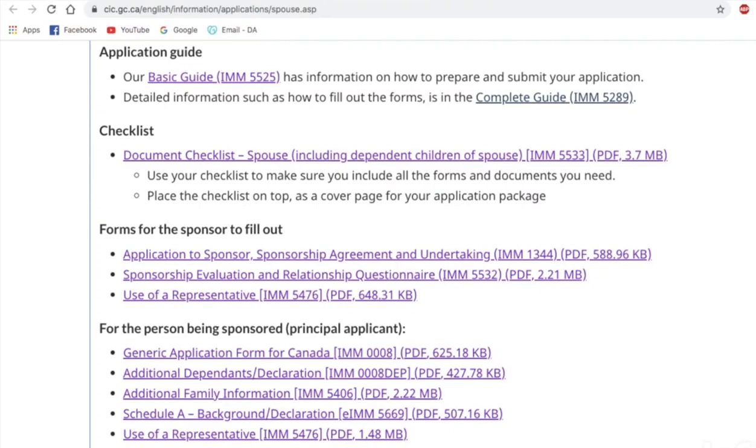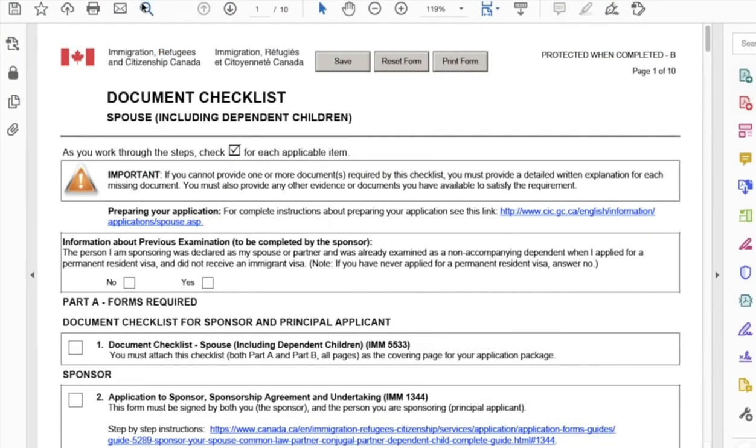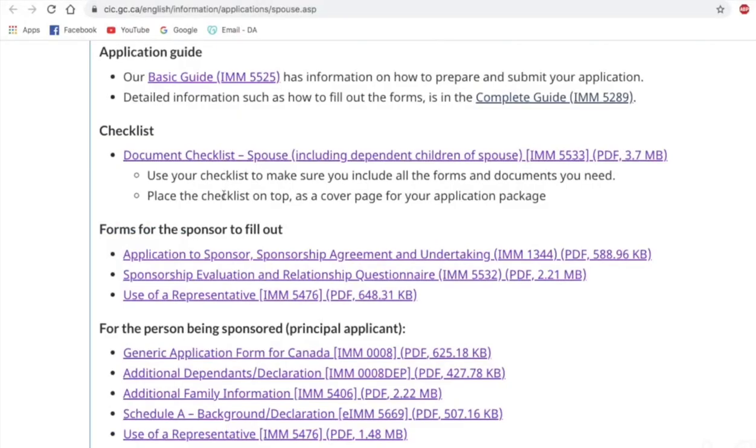I've already downloaded it, you can see it here. This is the checklist that I'm talking about. This is IMM 5533. Then here you see the other forms that you need to fill. Remember, the spousal sponsorship program as of 2020 is a paper-based application, so you need to fill all of these forms, take a printout of them, sign them, and then send them to a particular address.